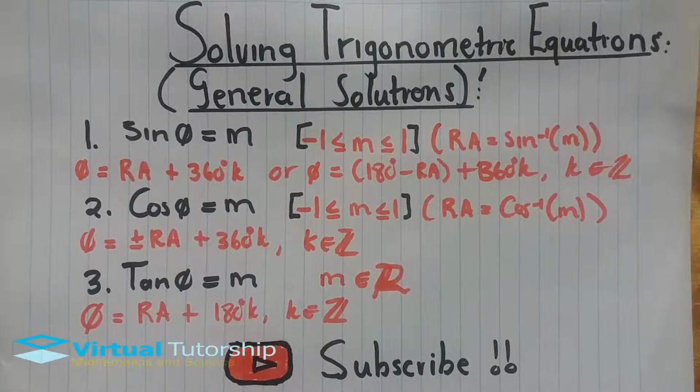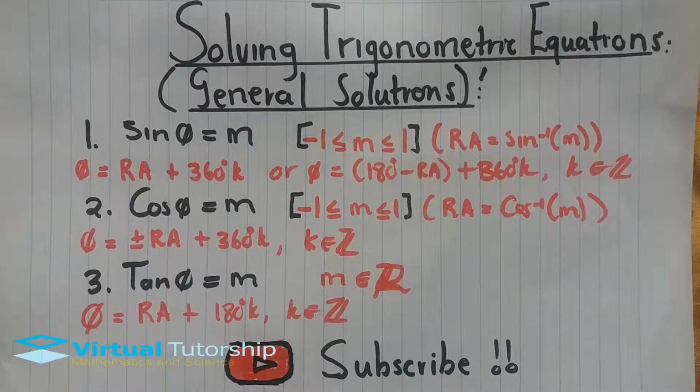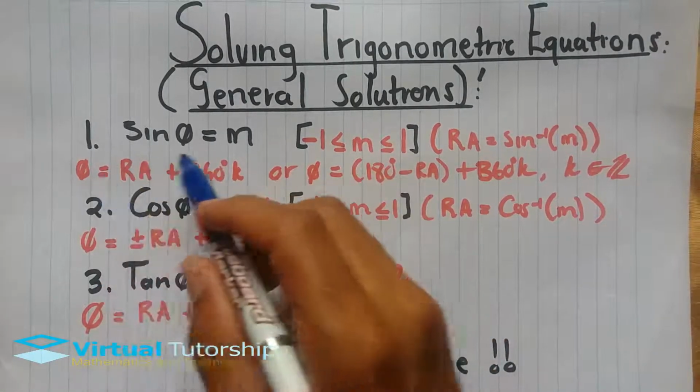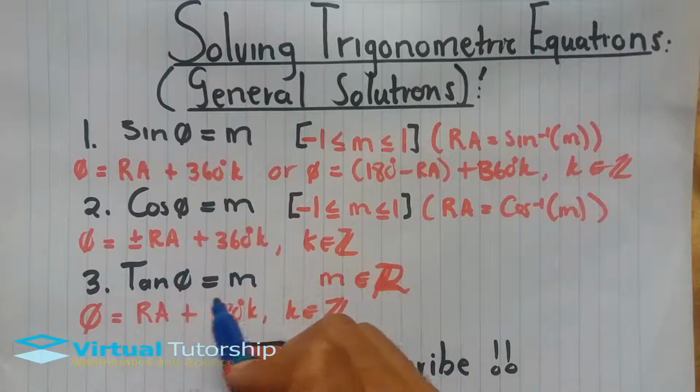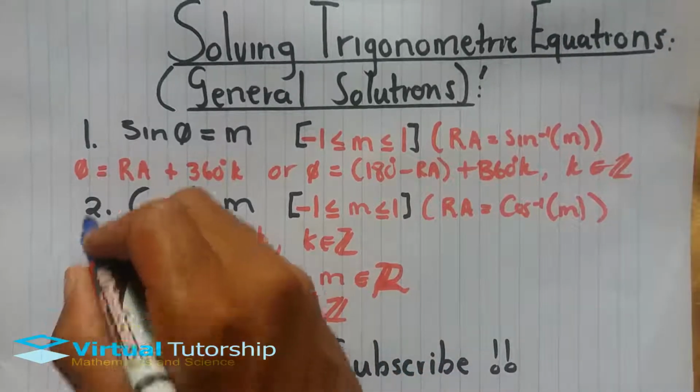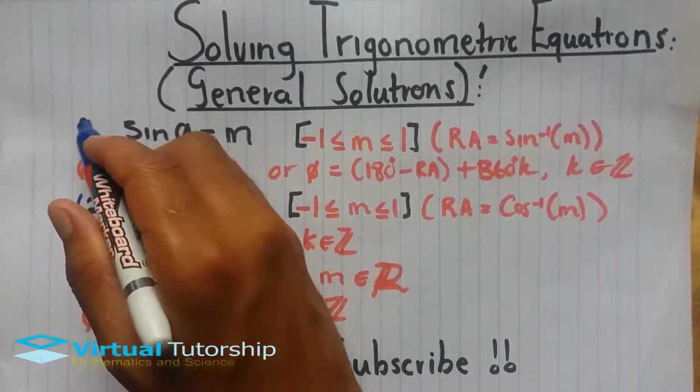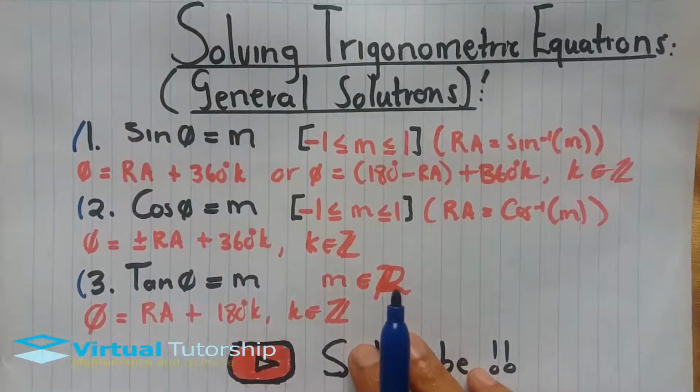Okay, in this lesson we are going to solve trigonometric equations. In trigonometry, as you know, there are three types of functions: the first one being the sine function, the second the cos function, and the third the tan function.